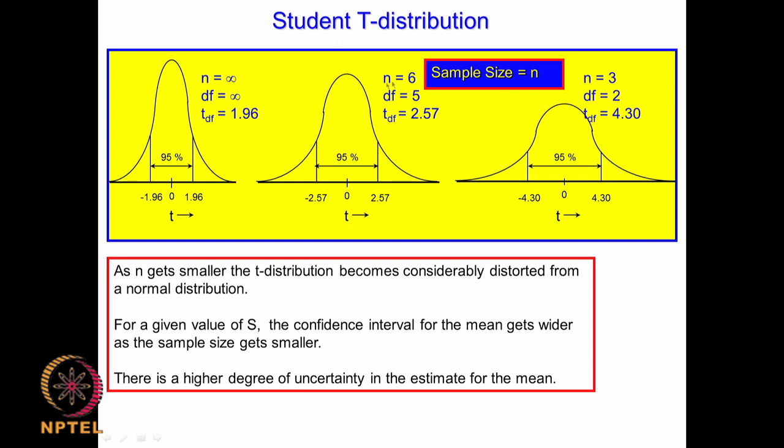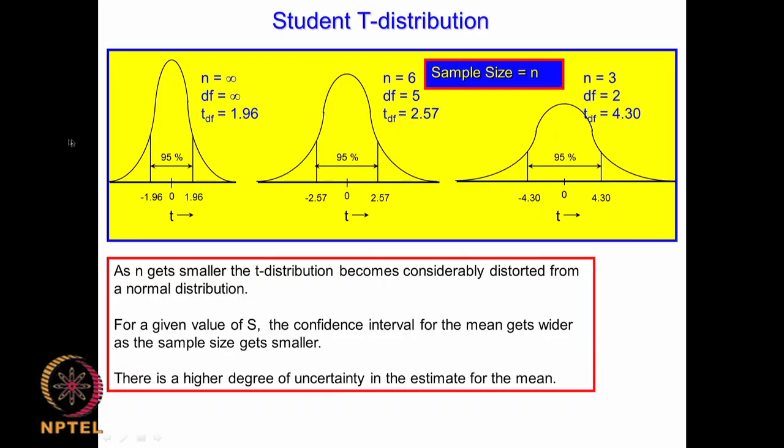So what do you understand from this? If the data points keep going down, the uncertainty also goes up, because from 1.96 it has gone to 2.57, and then to 4.3. So there is a higher degree of uncertainty in the estimate of the mean. If I take only 3 data points and take a mean, the uncertainty on the population mean is higher because this is much larger. Whereas if I take a very large number of data points, the uncertainty is much less because the graph looks sharper, so the area also is much less. Do you understand?